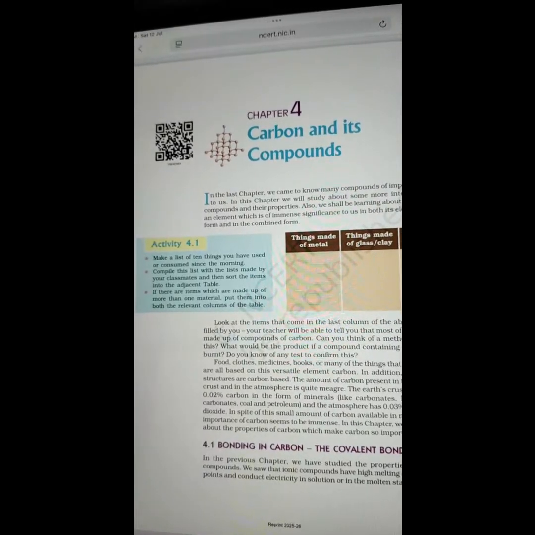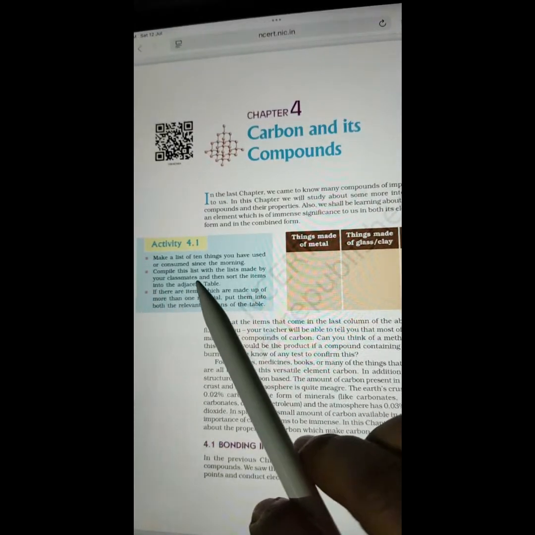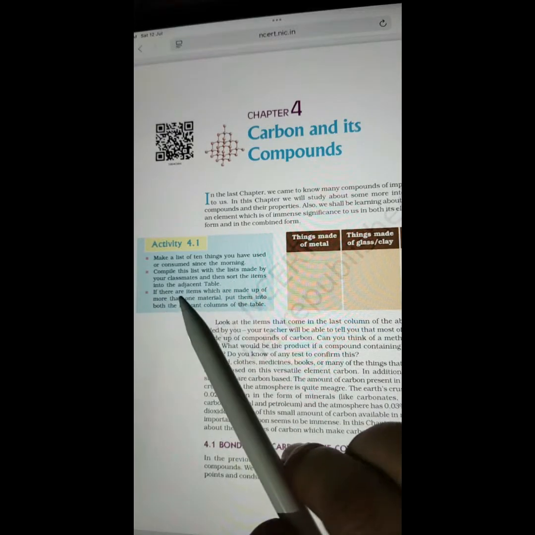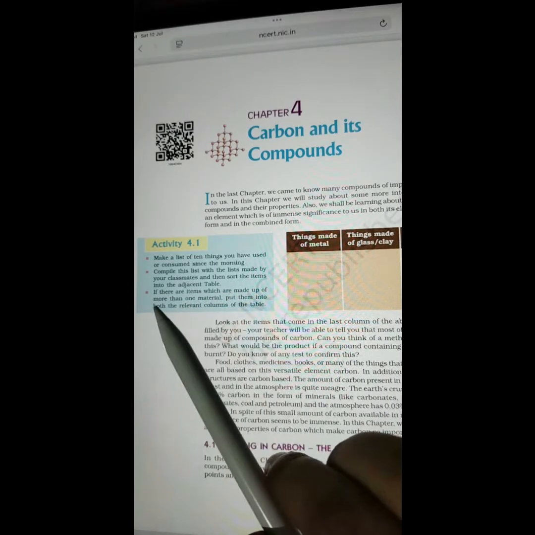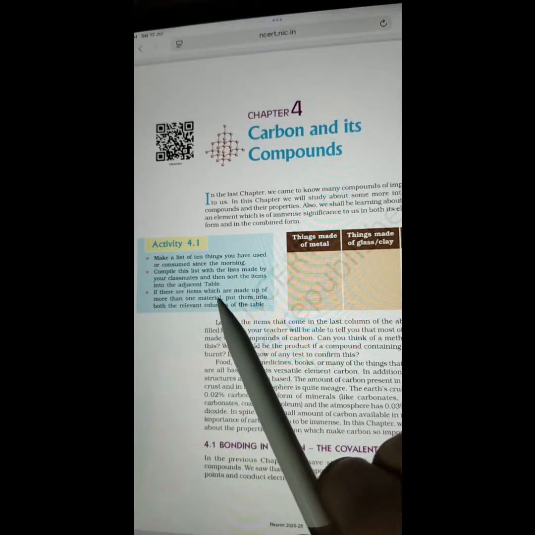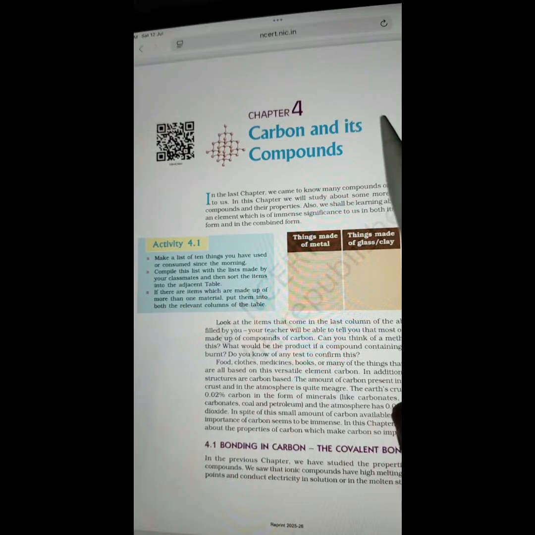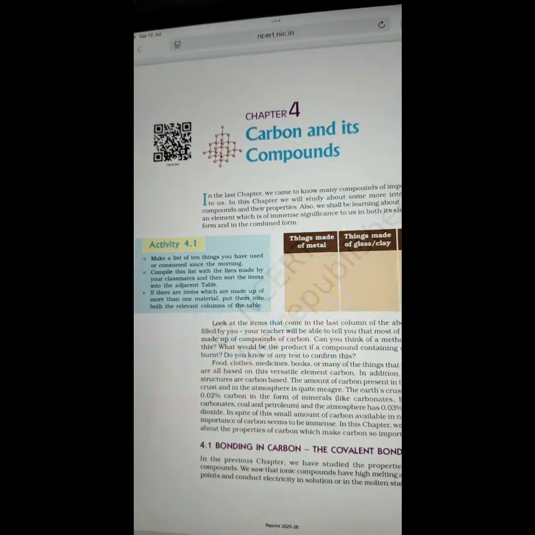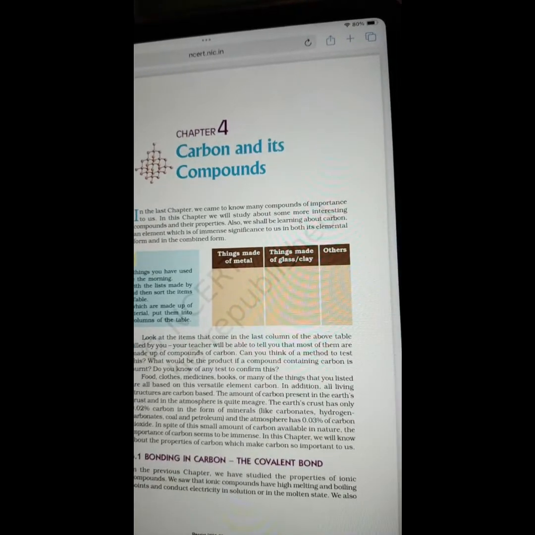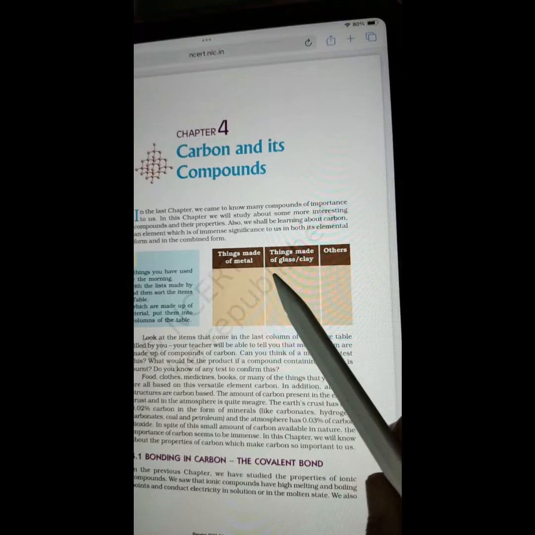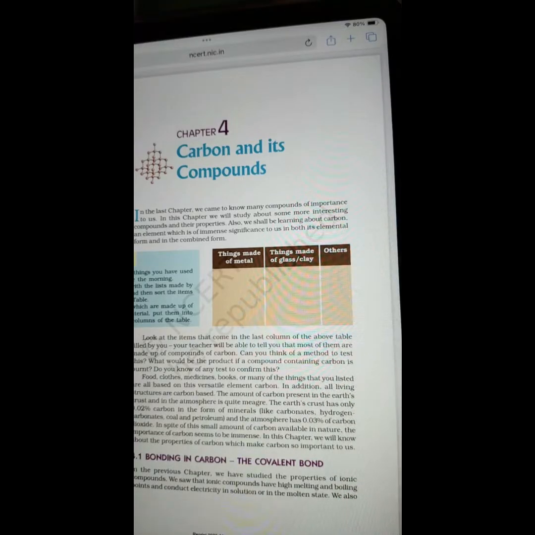Activity 4.1. Make a list of 10 things you have used or consumed since the morning. Compile this list with the list made by your classmates and then sort the items into the adjacent table. If there are items which are made up of more than one material, put them into both the relevant columns of the table. So you need to categorize into the things made of metal, things made of glass or clay, or others.